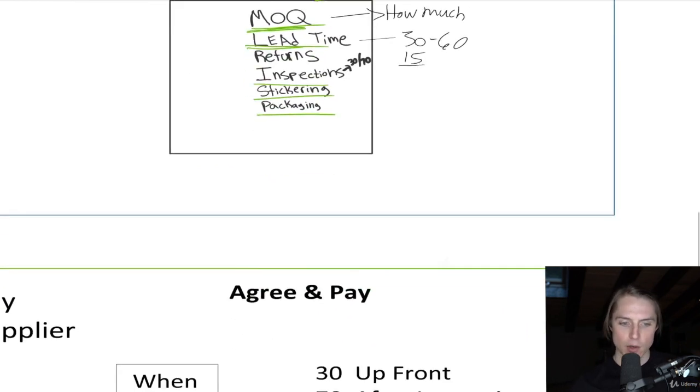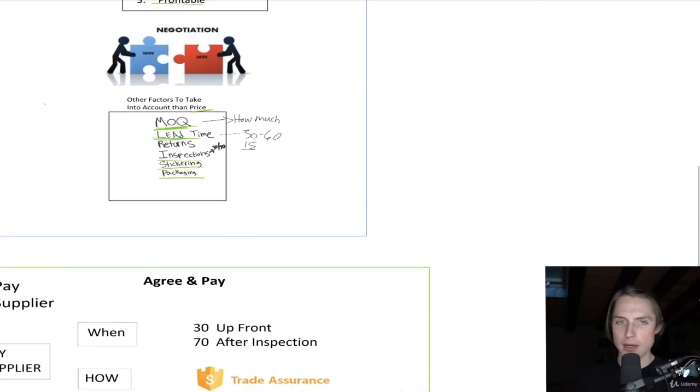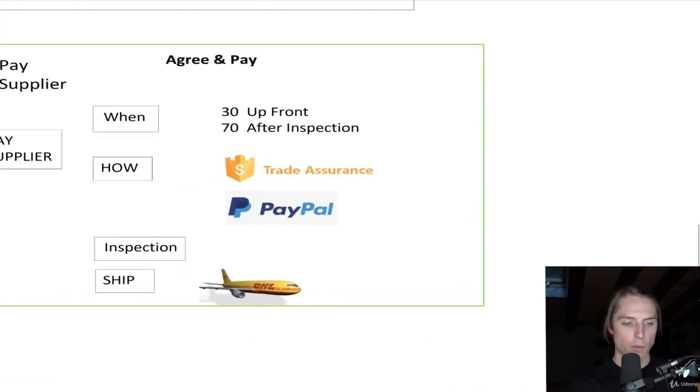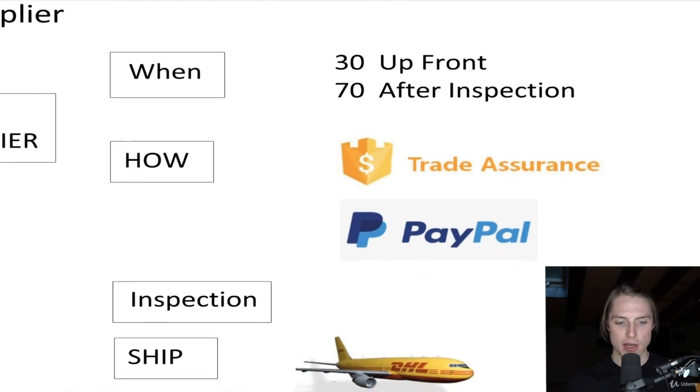All right. Once these are all met, it looks good. This person is able to meet our needs. We get some terms that we like. Well, then we pay them, okay? When do we pay them? 30% up front, 70% after that inspection. How do we pay them?